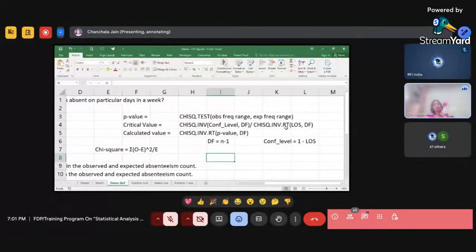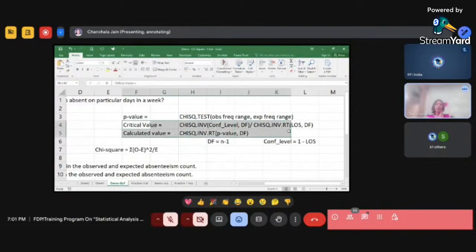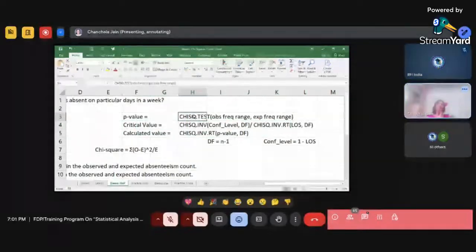RT means right-tailed. So if you are using the critical value approach, you need to use these three functions. Or else only one simple function is enough here, that is the chi-square dot test function, to give you the p-value. Is it okay? Okay, ma'am.